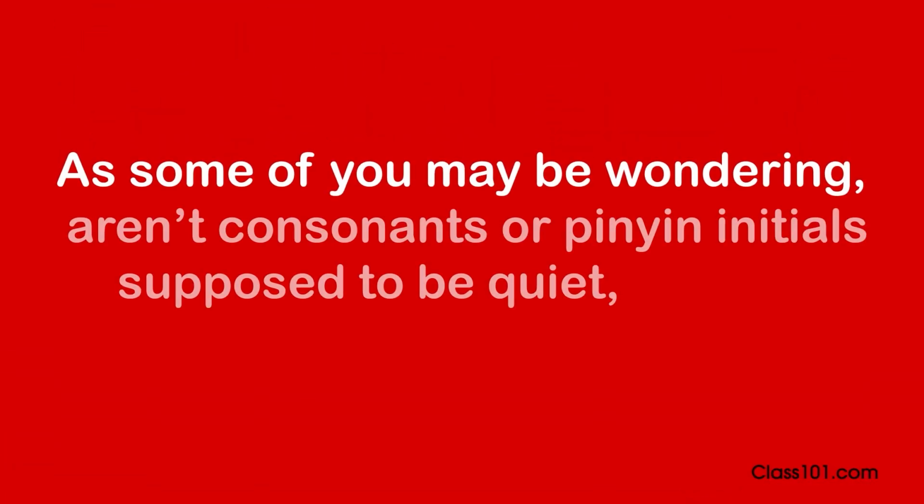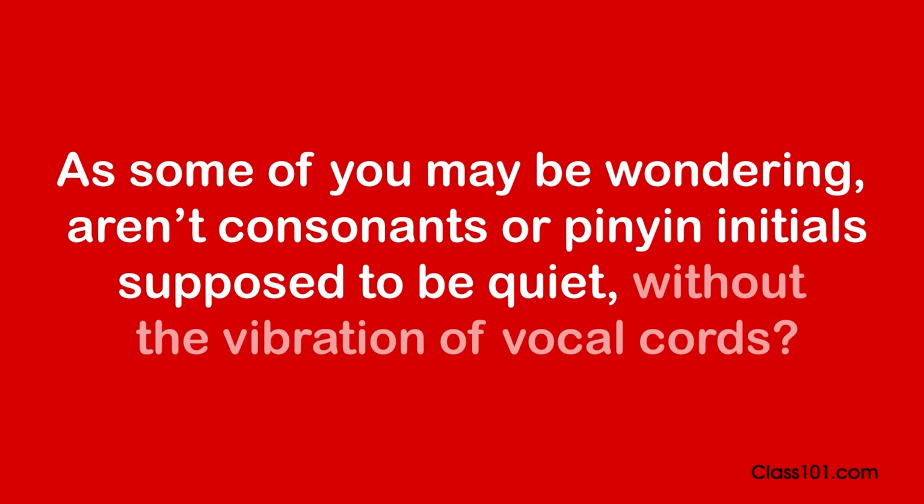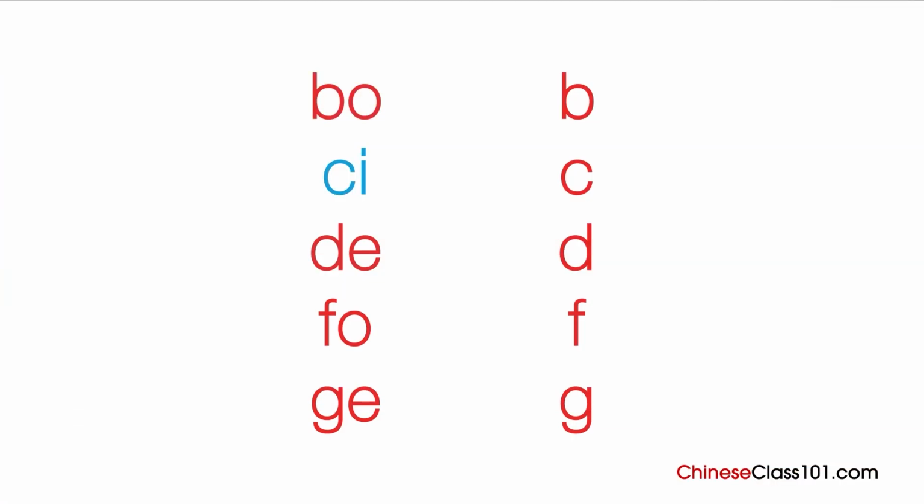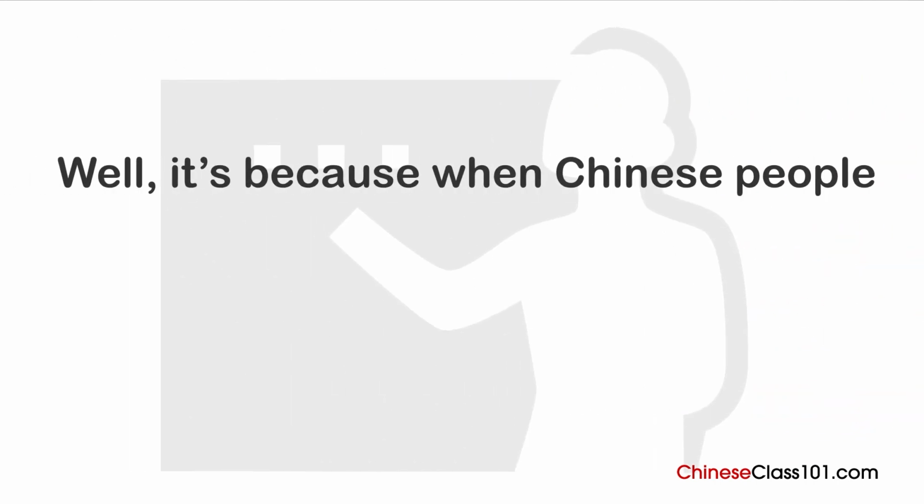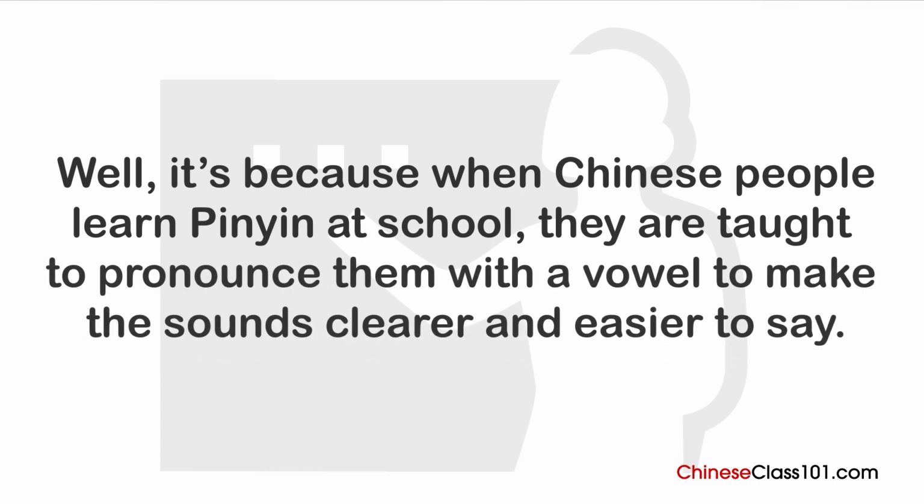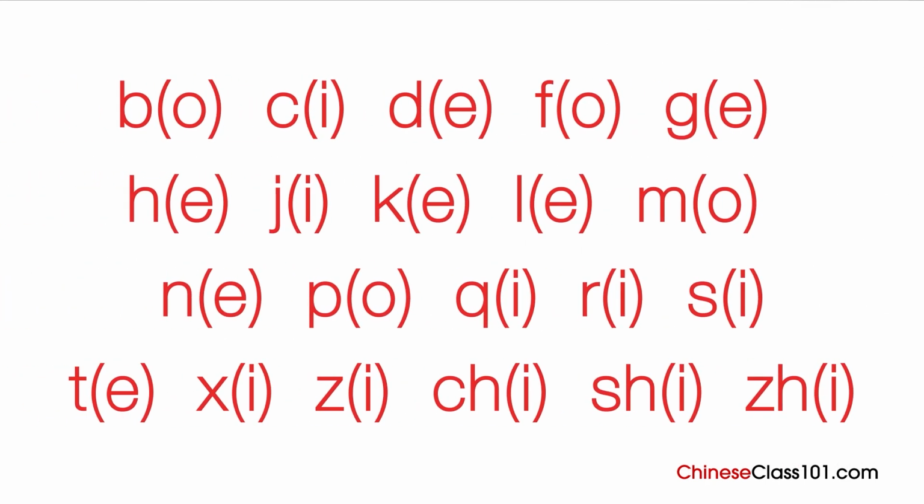As some of you may be wondering, aren't consonants or pinyin initials supposed to be quiet, without the vibration of vocal cords? Why do Chinese teachers and friends say 波次的波个 instead of 波次的 f 个? Well, it's because when Chinese people learn pinyin at school, they're taught to pronounce them with a vowel to make the sounds clearer and easier to say. So Chinese may pronounce all the initials as bo, ci, de, fo, ge, he, ji, ke, le, mo, ne, po, qi, ri, si, te, xi, zi, chi, shi, zhi.